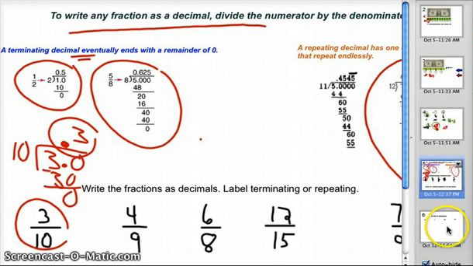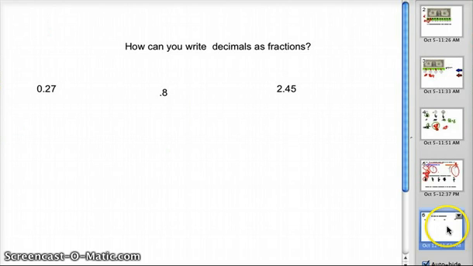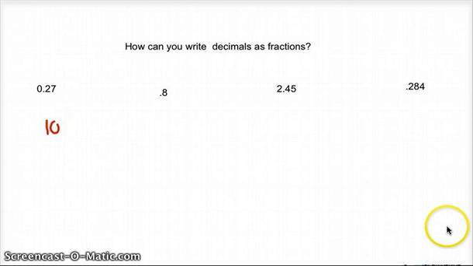Okay, and finally, how do you write decimals as fractions? Again, say the word name. This is 27 hundredths. It goes out to the hundredths place. So 100 is my denominator. 27 is my numerator. Next, 0.8. This number only goes to the tenths place. There's 8 of them. It's 8/10, and that would reduce to 4/5.